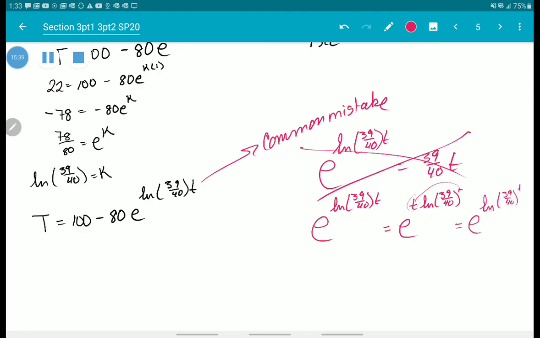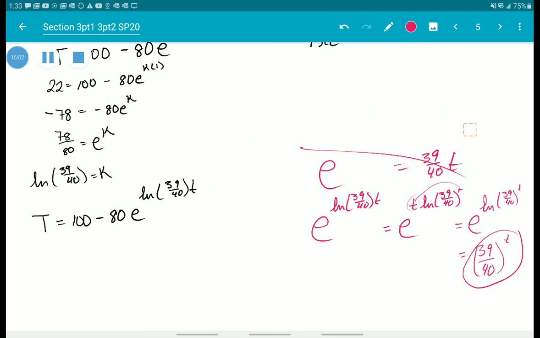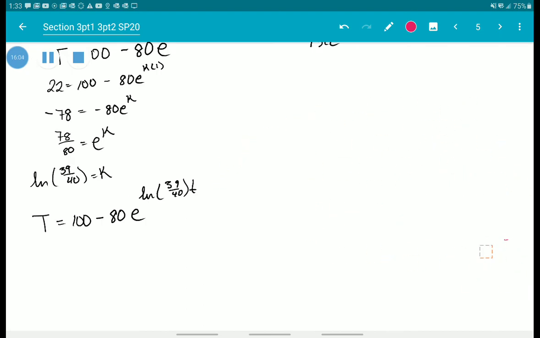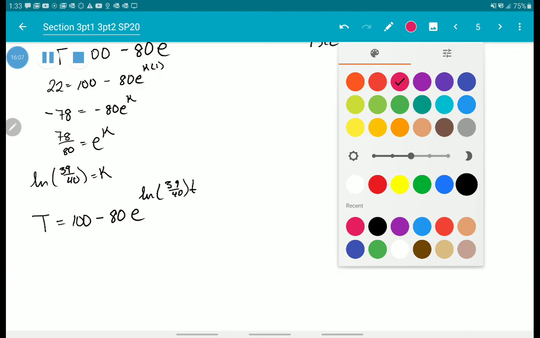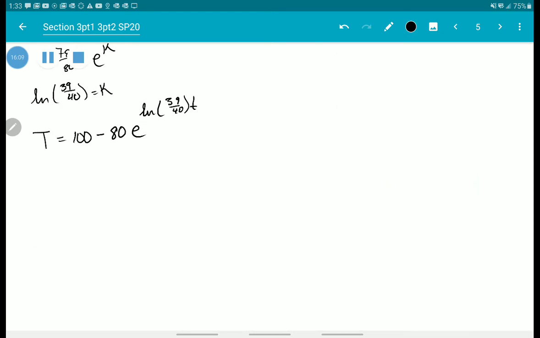And now you can use that inverse property that says e's and ln's cancel each other, and you get 39 over 40 raised to the t power. Okay, notice that this is completely different than the mistake of saying that's equal to 39 over 40 times t. That t is actually an exponent on that number. So be careful if you're wanting to reduce those, and don't make that mistake. I'm going to leave everything in exponential notation as is.